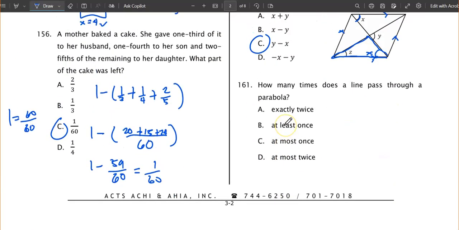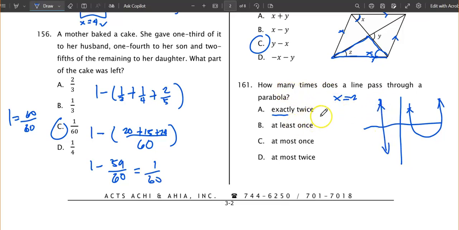161. How many times does a line pass through a parabola? So if you have a parabola, example, this parabola, how many times does a line pass through a parabola? Is it exactly once, twice, at least once, at most once, at most twice? So remember, always be careful with the wordings here. When you say exactly, it's like equals to. It's not 1, it's not 0, it's 2. Remember, the line is not specified, so we can draw your line here.